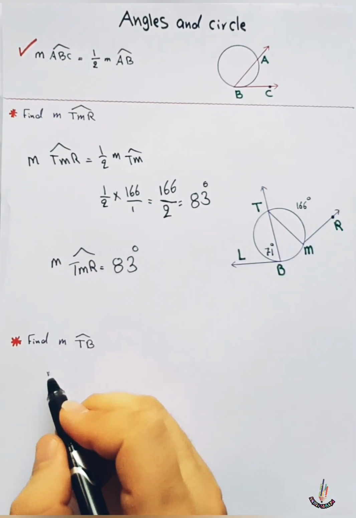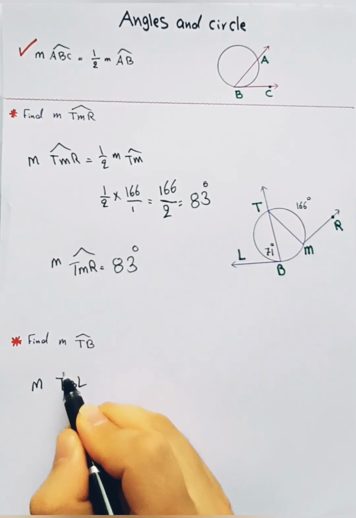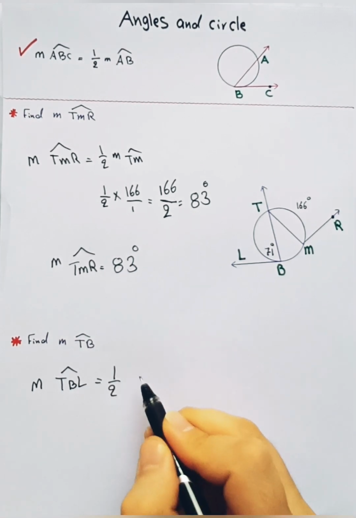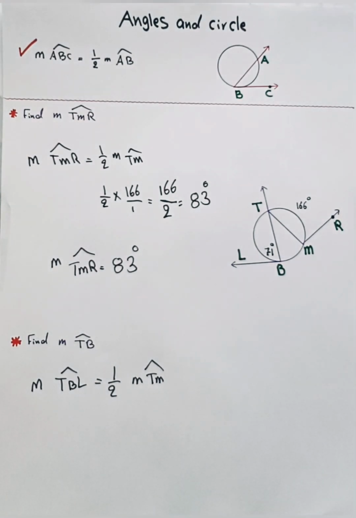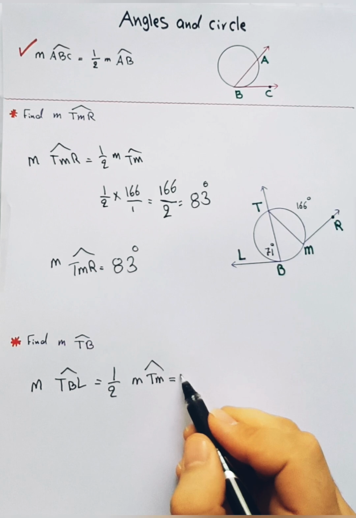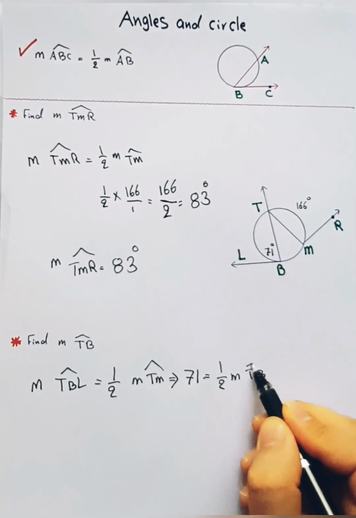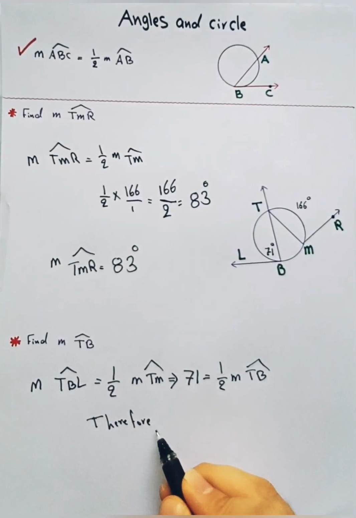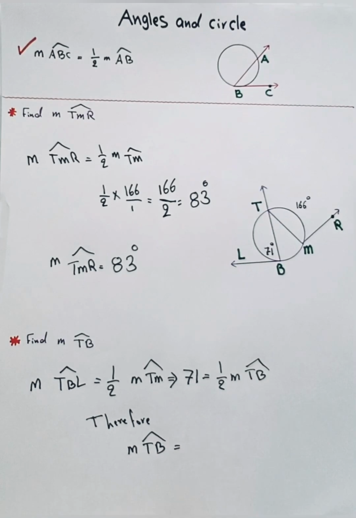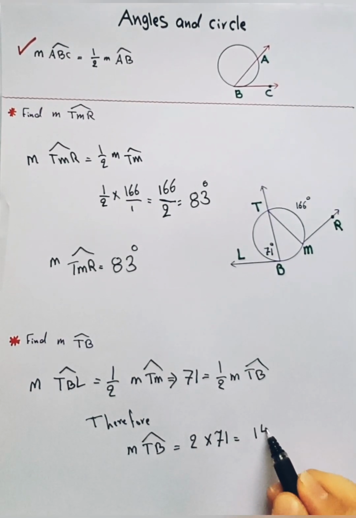After that, you have to find the measure of arc TB. So you can say the measure of angle TBL equals 1 out of 2 the measure of arc TB. So 71 equals 1 out of 2 the measure of arc TB. Therefore, we can say the measure of arc TB equals 2 times 71 equals 142 degrees.